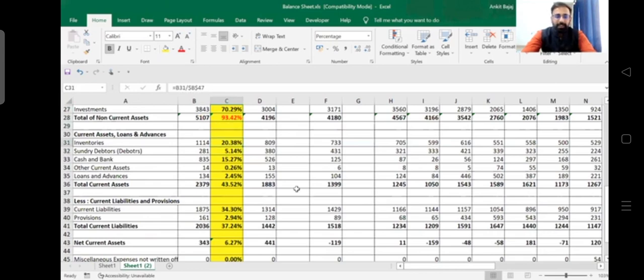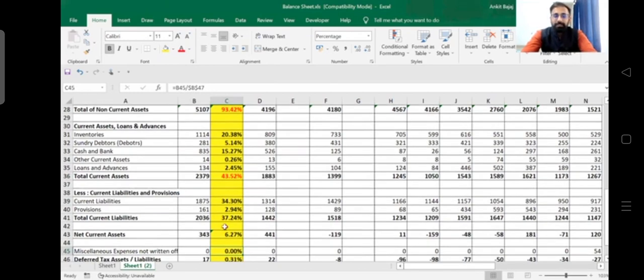If you see, the total weight of inventory is 20.38%, and the weight of current assets is how much? It is 43.52%. You might be thinking that, sir, the total weight of non-current assets is 93% and here the total weight of current assets is 43%, so it will cross 100%. Definitely it is crossing 100%, but we have to consider current liability also, because companies usually use a different format, right? So if you calculate the net of current assets and current liability, you will get 6.27%, right?